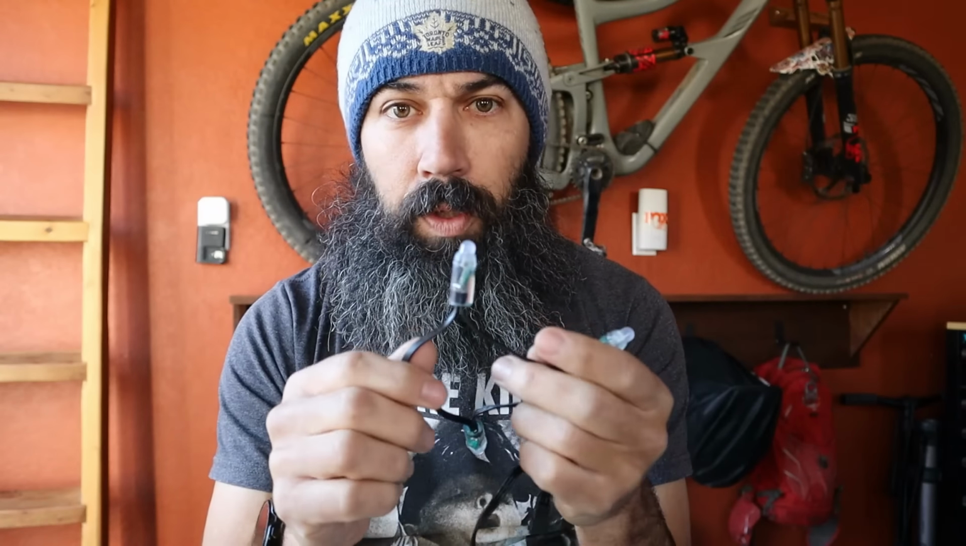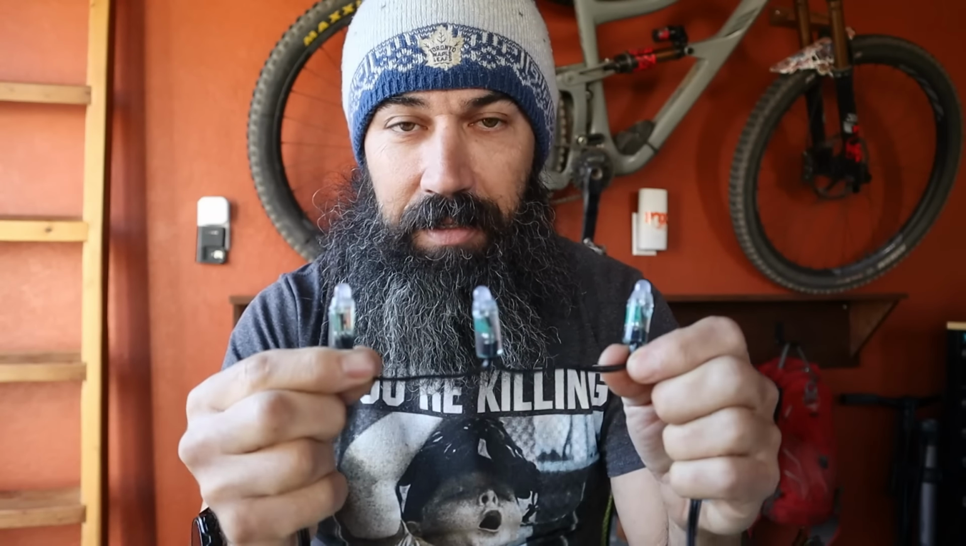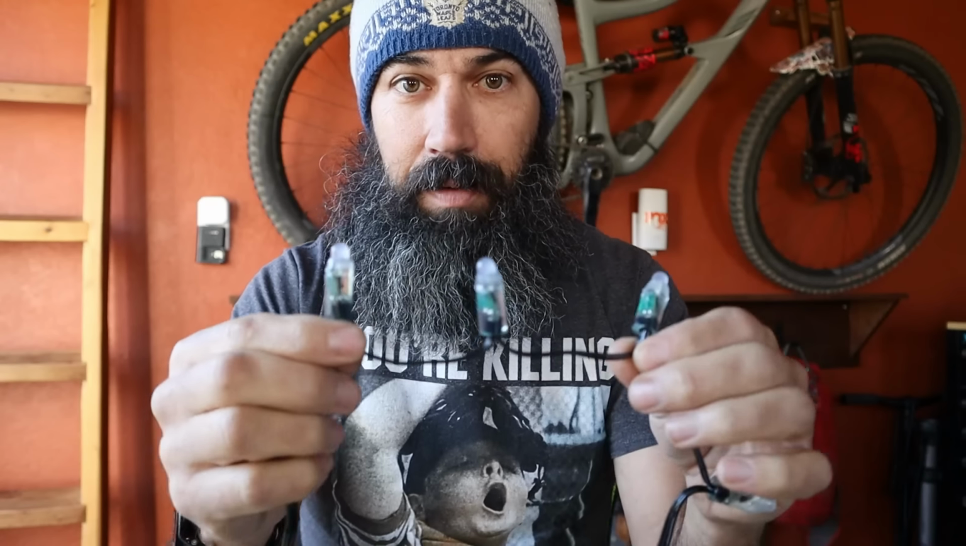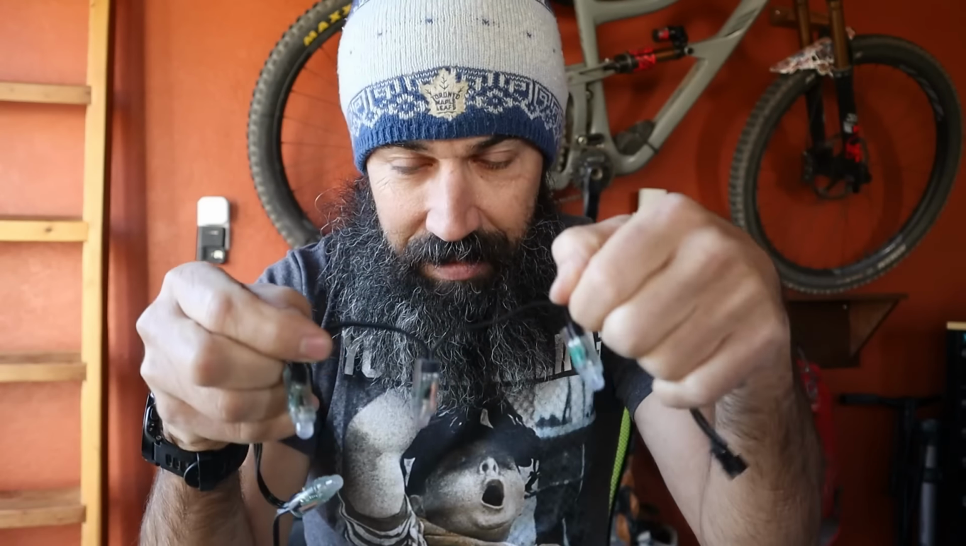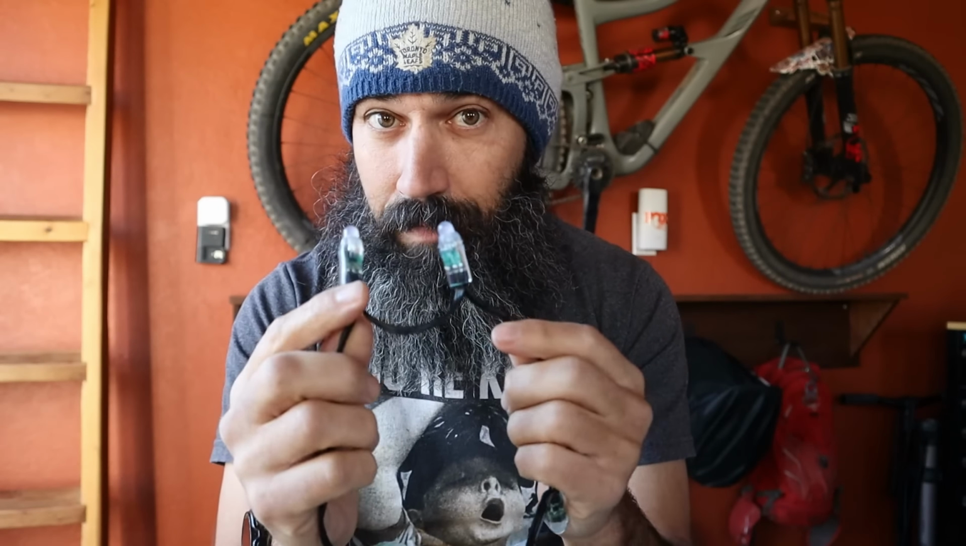There's some products available online to mount these lights into a channel that then mounts to your house. What I've found is that the cost of that pre-drilled channel that these lights can snap into was going to cost way more than the rest of my project combined. And I didn't want to spend that much money to do this project. So I made my own channel. Here's what I came up with.